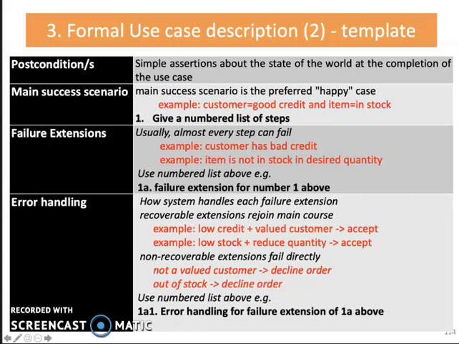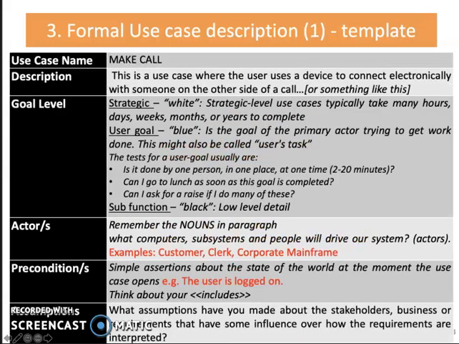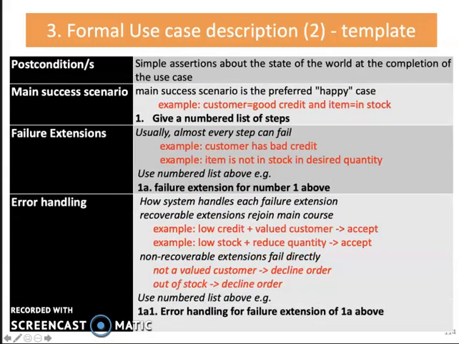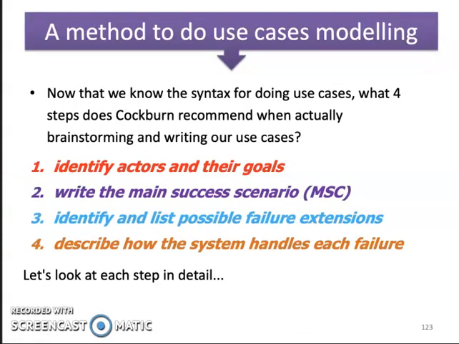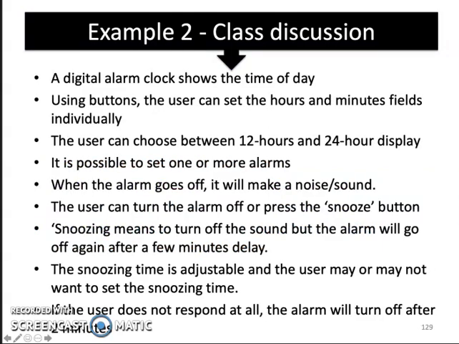Essentially, what we're saying is the main success scenario indicates what steps I need to follow to achieve this goal. And then I need to look at the failure extensions for each one of those steps to see what could possibly go wrong. And then I need to indicate how I would handle each one of those failure extensions. Okay. So a good method to follow is to first identify the actors and their goals, then write out the main success scenario, then identify and list possible failure extensions, and then look at how you will handle those failure extensions.